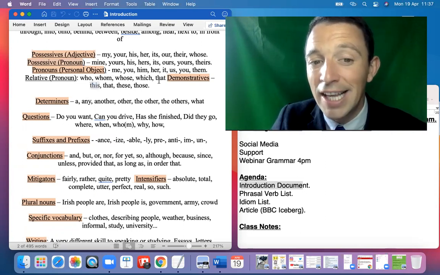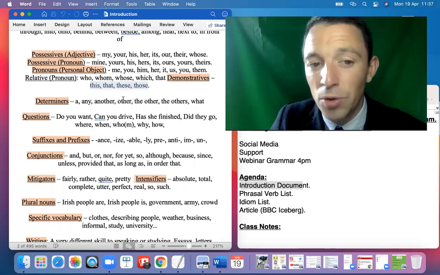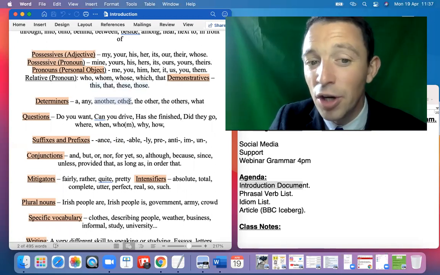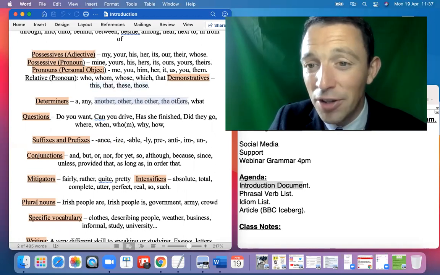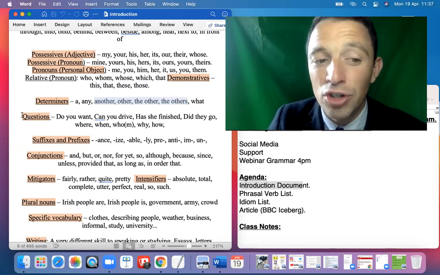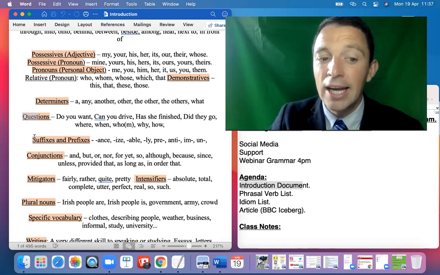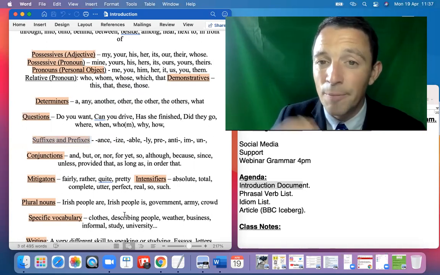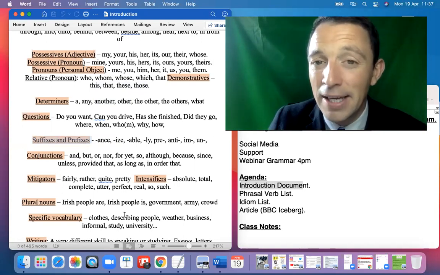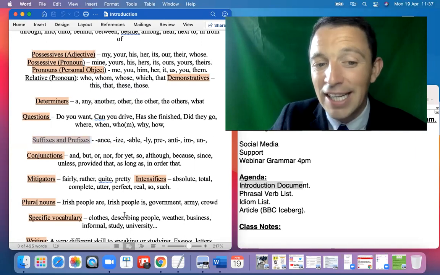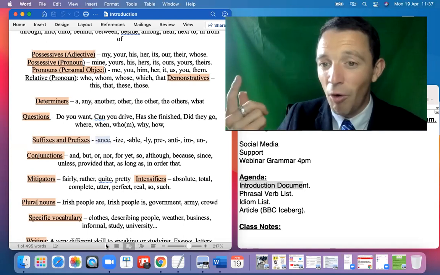Also the difference between this, that, these, and those. The difference between another, other, the other, and the others is very important. Also the construction of the question is a big part of English, and it's a grammatical topic. And the area of suffixes and prefixes is of big importance in English. And basically the end of the word is a big indicator of the form of the word.